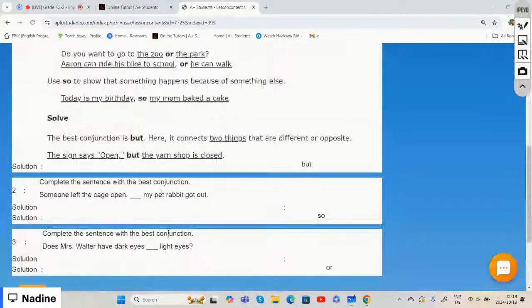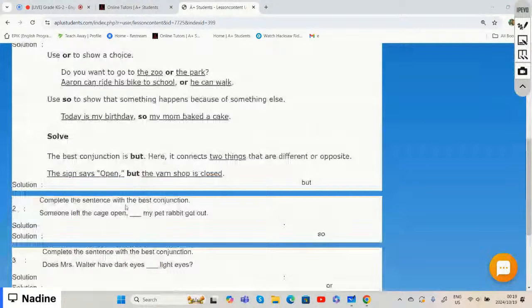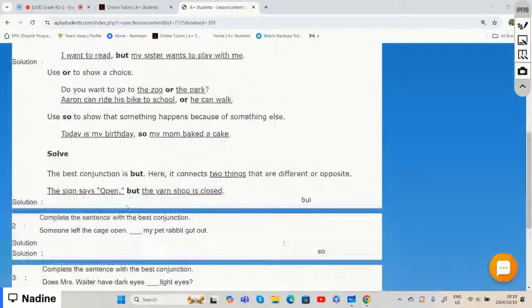It says someone left the cage open. My pet rabbit got out. Do we say and my pet rabbit got out? But my pet rabbit got out. So my pet rabbit got out. Or do we say or my pet rabbit got out? What is the correct word? We need to choose and, but, or, or so.